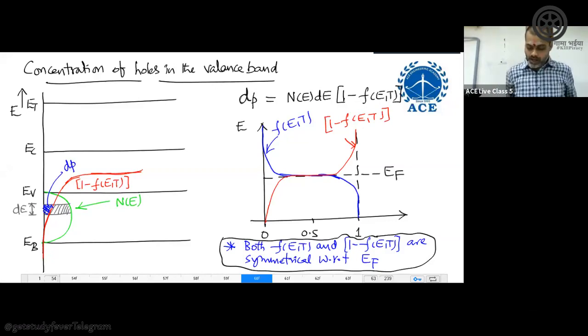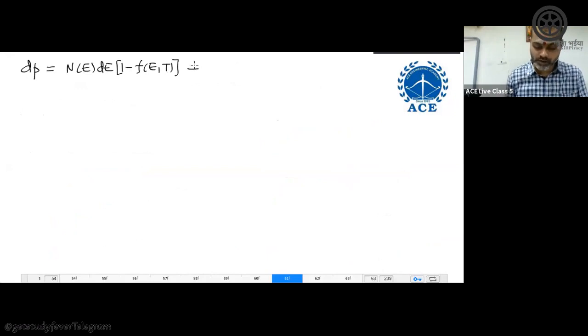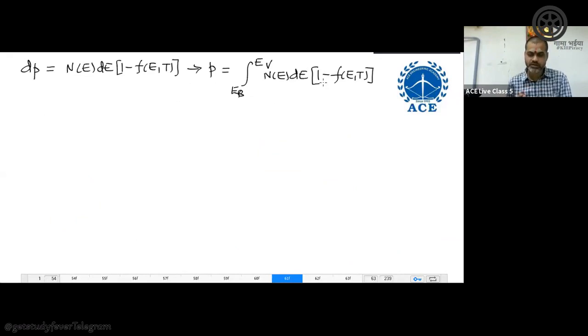Now dp is equal to what we got? N of e, that is differential amount of holes, times 1 minus f of e comma t. Then how to get the total? You need to integrate within the valence band. What is that? Integral from EB to EB of N of e dE into 1 minus f of e comma t. Hope I am clear.